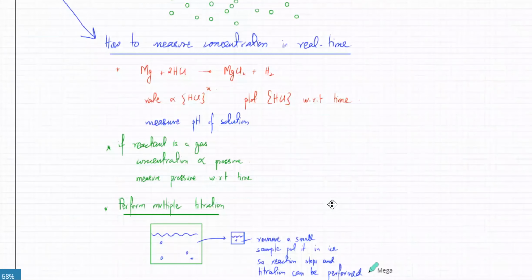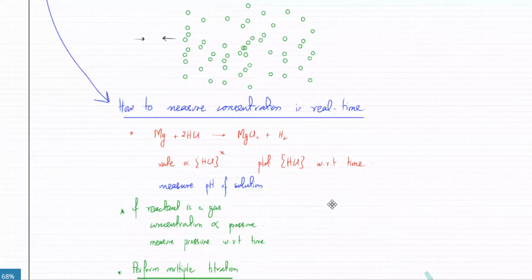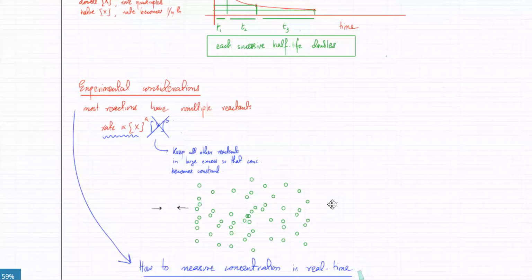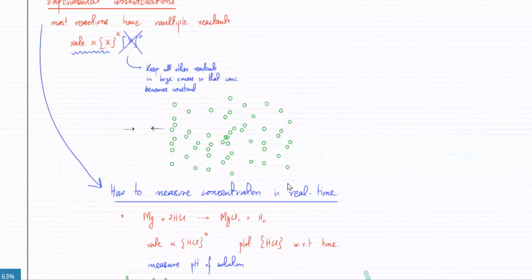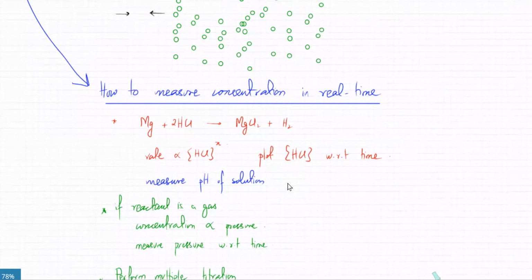So these are some experimental considerations that you need to take into account. One thing is, when you plot a reactant with respect to time, you have multiple reactants. So you have to keep all the other reactants constant, so you will be able to figure out the relationship between these two. You don't want the other reactants to interfere. So you keep them in large excess so that their concentration remains unaffected and it doesn't affect the rate of the reaction.